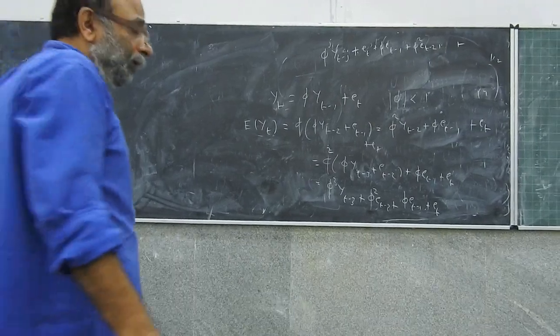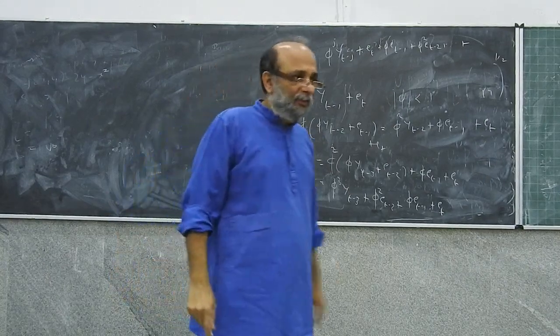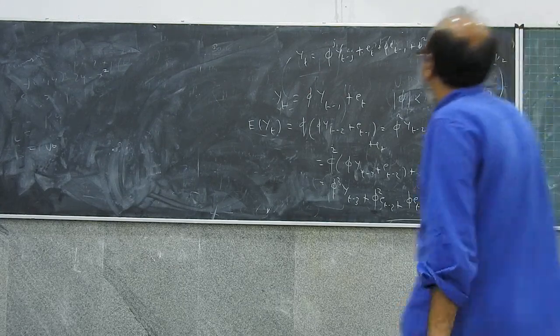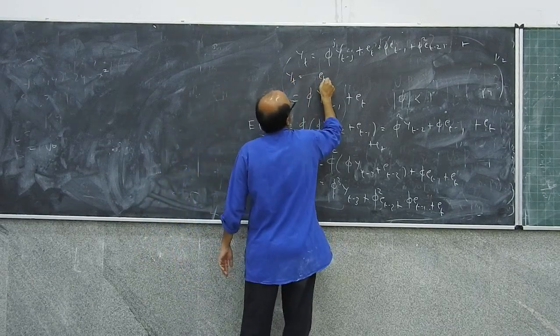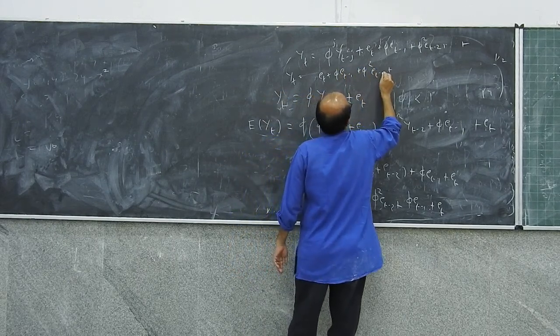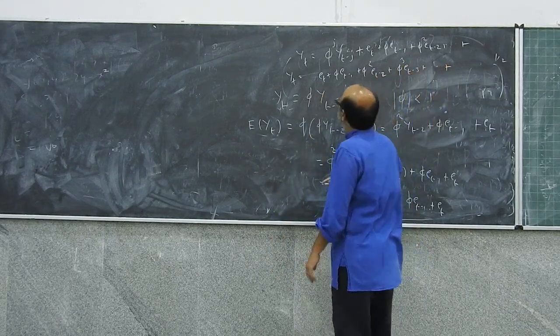As j tends to infinity, what will this be? As j becomes larger and larger, what will happen to phi to the j times y_{t-j}? It will tend to 0, because phi is a number less than 1 in absolute value. So this process can be written as an infinite sum of the errors.